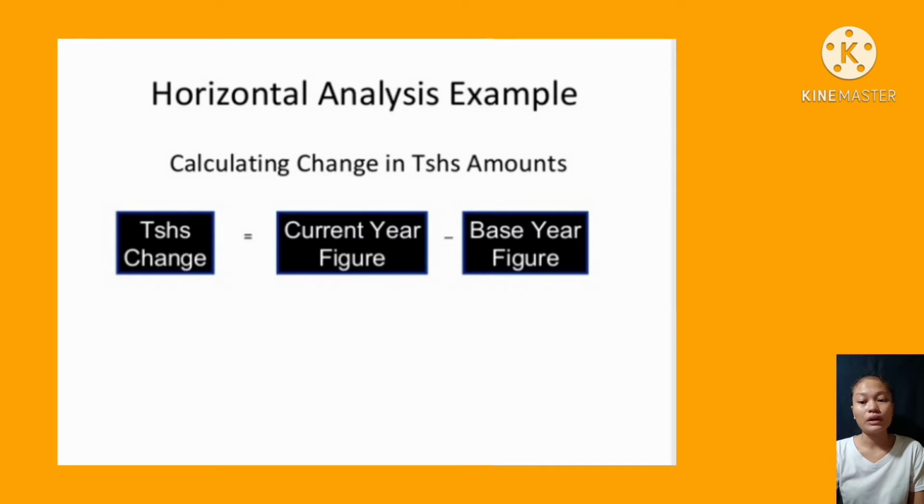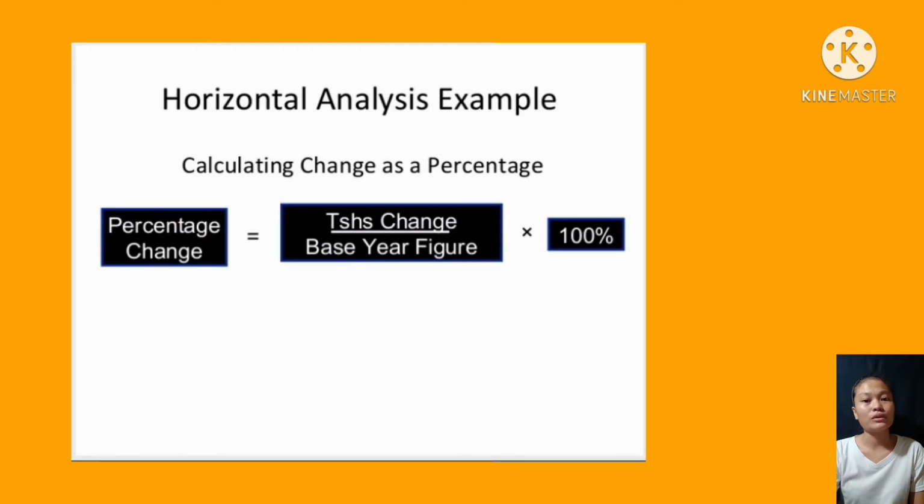Calculating change in monetary amounts. The formula is: monetary change is equal to current year figure minus base year figure. Since we are measuring the amount of the change between 2013 and 2014, the monetary amounts for 2013 become the base year figures. And calculating change as a percentage, the formula is: percentage change is equal to monetary change divided by base year figure times 100%.